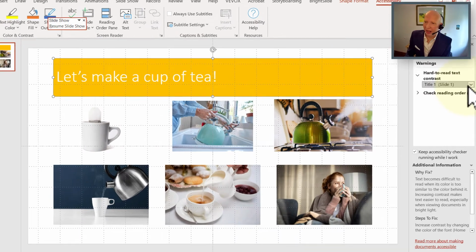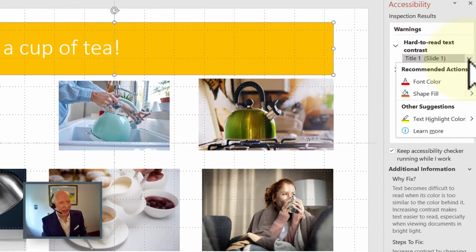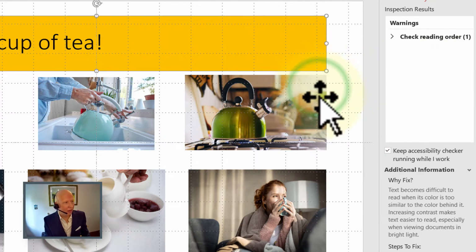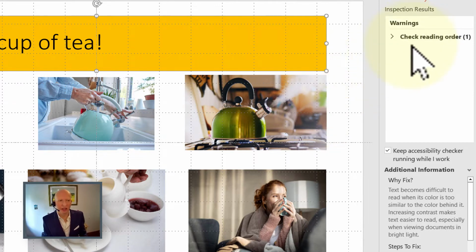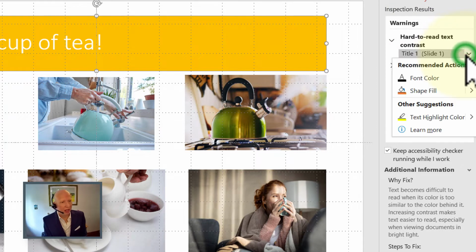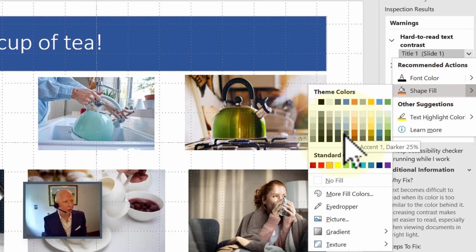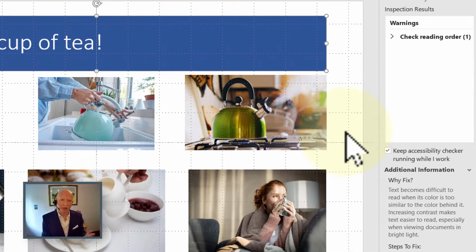So again, I'm going to select the issue here. I can either change the font color or the fill color, so the text color or the background. So knowing that darker text is better with a lighter color background, I could change my text color to black, and you should see straight away that that issue has gone. Likewise, if I just do an undo, I could change the shape fill color to a darker color that will contrast well with white, and again, that's gone.